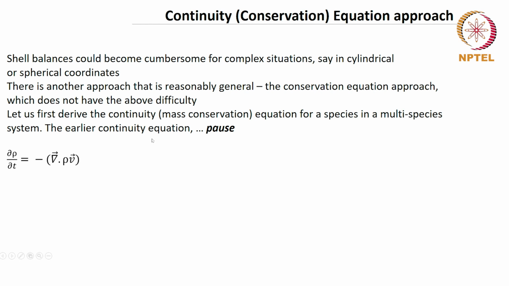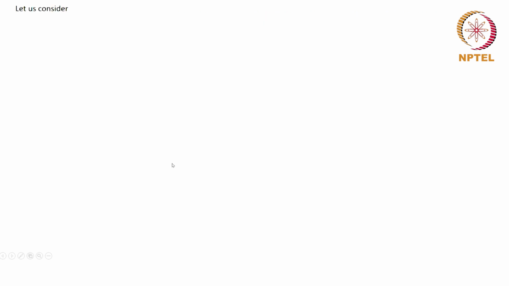The earlier continuity equation is nice to see many times, therefore I am just writing both forms. This is in terms of the partial derivative: dou rho by dou t equals minus del dot rho v, and in terms of the substantial derivative, it is minus rho times del dot v. Nothing is constant here; in other words, rho is not a constant. This is the continuity equation that we have already seen, for a single component system or total mass. For now, we are looking at a species in a multi-component system.